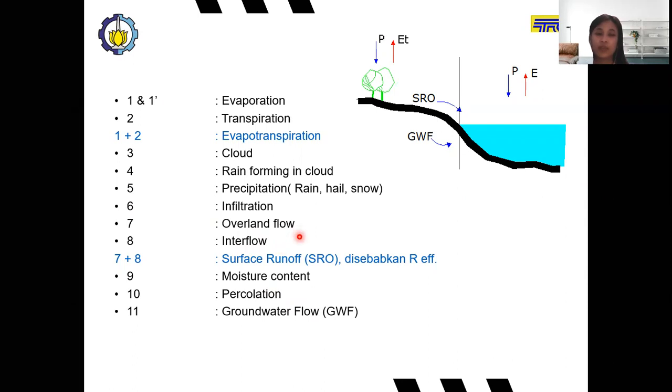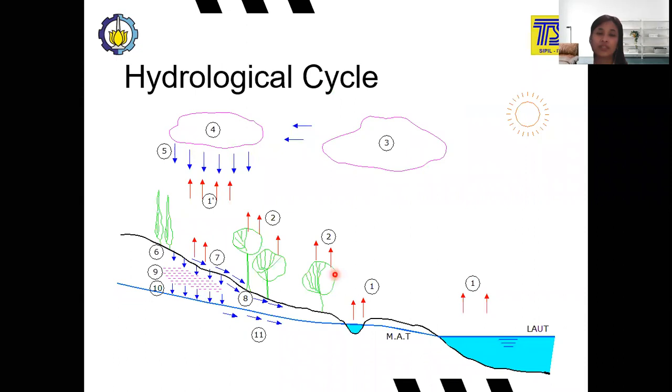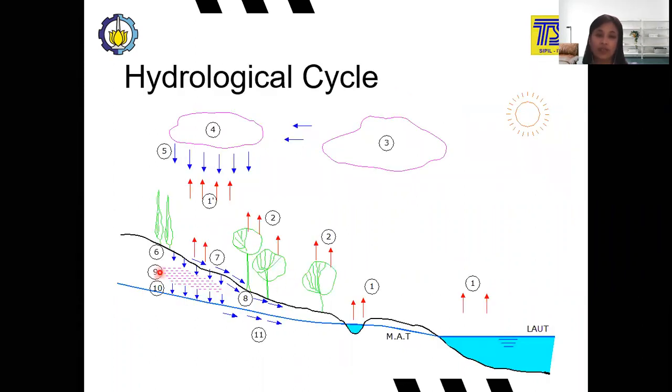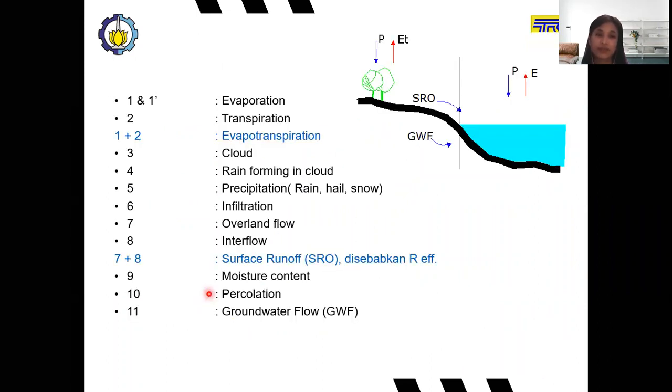And overland flow plus the interflow will be the surface flow, because of the effective rainfall. And 9, we have moisture content. It is because of the water coming into the soil, so it can make the soil moist. It's moisturizing the soil. So that's why it's called moisture content.